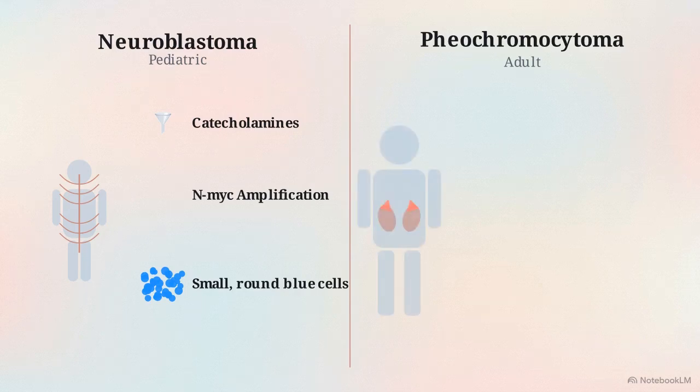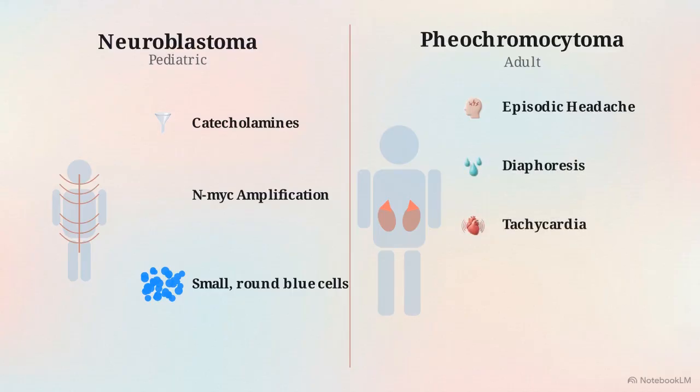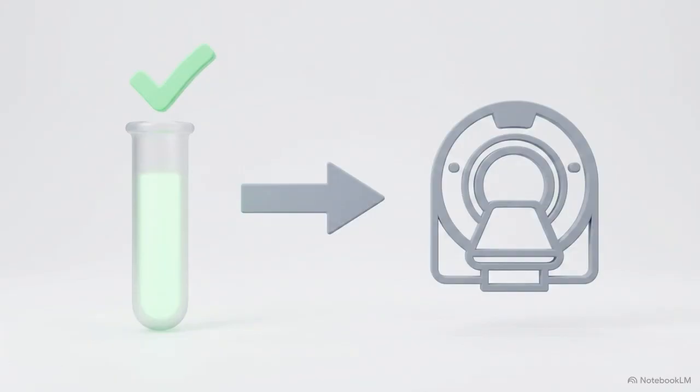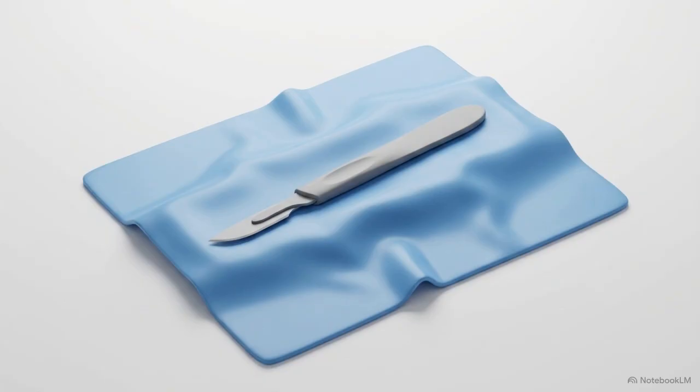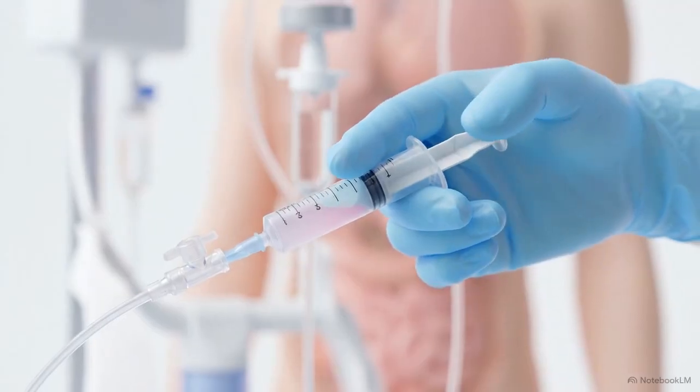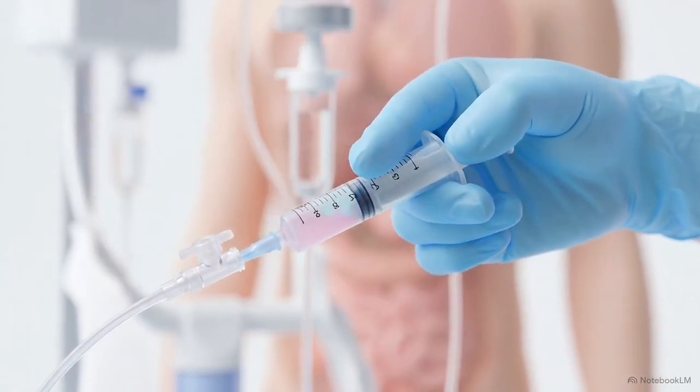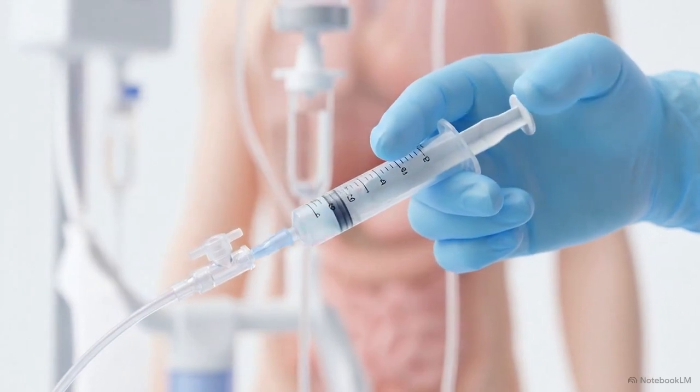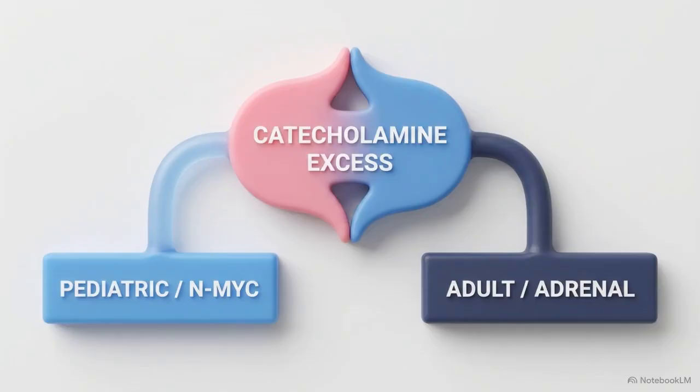Compare this to adult pheochromocytoma in the adrenal medulla. It presents with a classic triad: episodic headache, sweating, and tachycardia, driven by paroxysmal hypertension. The diagnostic rule here is absolute. You must confirm elevated plasma or urine fractionated metanephrines before you order an abdominal CT or MRI. Once the tumor is found, surgical resection is required. But to prevent a lethal hypertensive crisis during intubation, you must administer alpha receptor blockade prior to beta receptor blockade. While both masses overproduce catecholamines, the patient's age and distinct genetic markers separate their exact diagnostic and management logic.